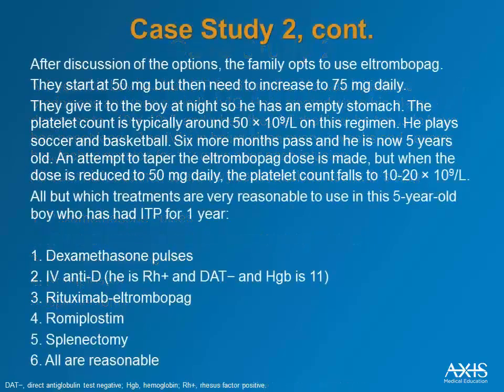After discussion of the options, the family decides to use eltrombopag. The treatment that doesn't seem reasonable would be splenectomy because he can be treated to maintain his platelet count, and there is no special reason to think that this early in the course he should have his spleen removed. The other options are all reasonable, but the family likes eltrombopag. He starts at 50, but then needs to increase it to 75 milligrams daily.